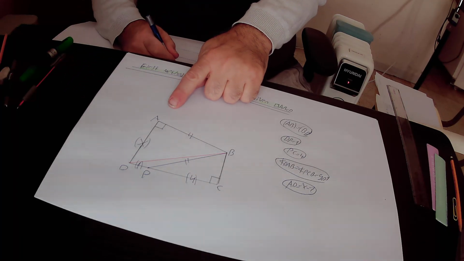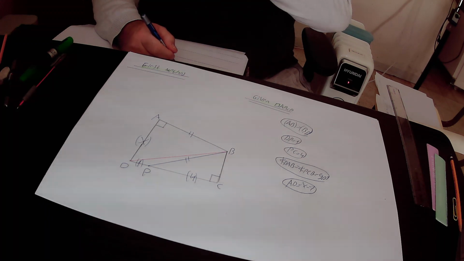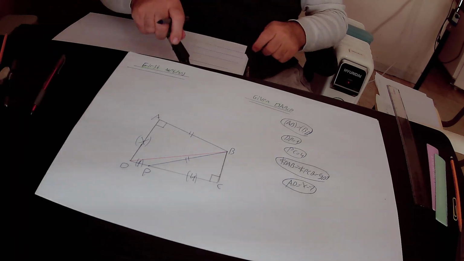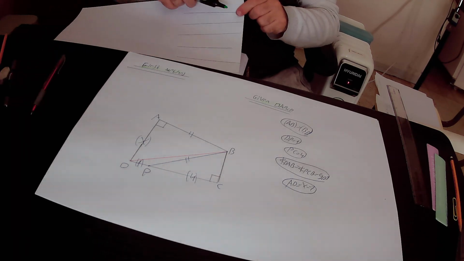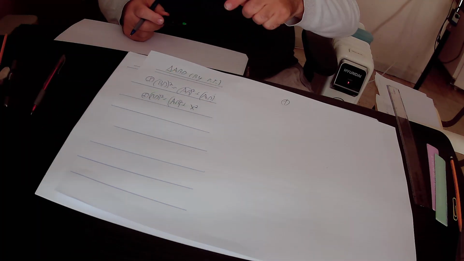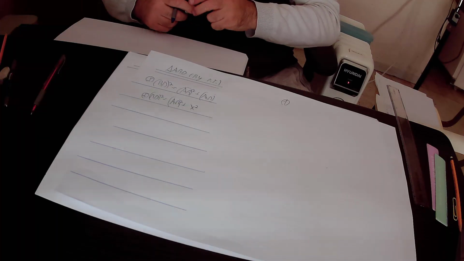X is the line segment that we are looking for in this question. We have to find out the length of line segment x, which equals AD. So in total, according to equation 1, we found out that BD squared equals AB squared plus x squared.